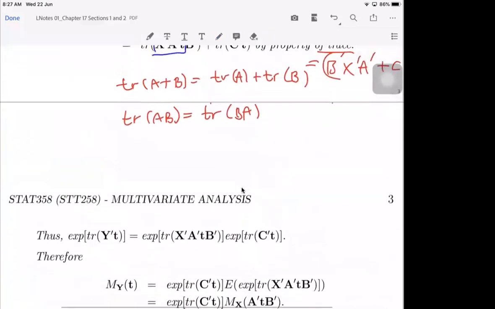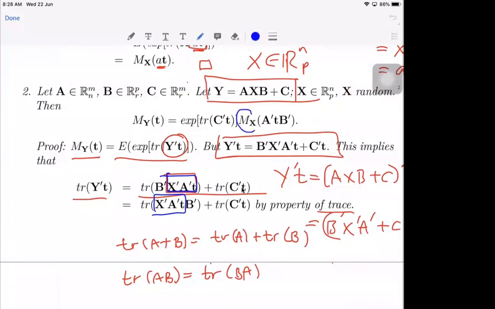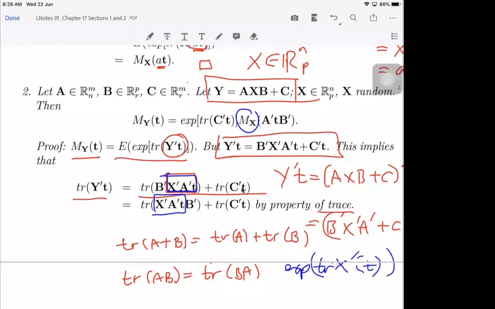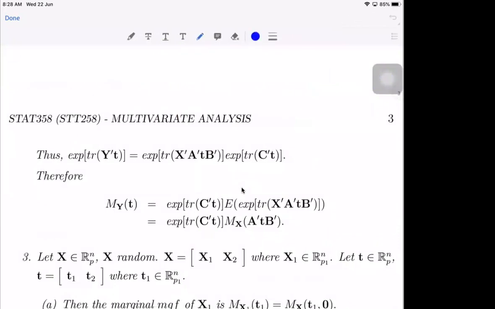The purpose of that is to isolate your X prime, because what you want is to get the moment generating function of your X, and you want it in the form of the exponential of the trace of X prime something, in terms of T. So X prime has to be separated. Okay, that's the technique there. So you will have X prime here as your whole term there.